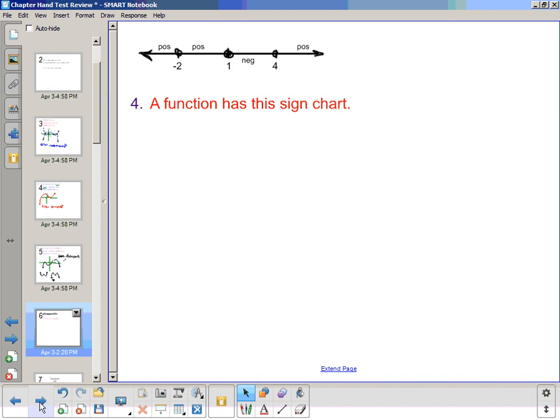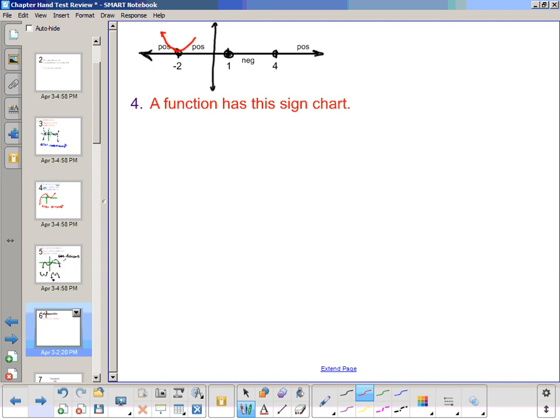Okay, the next one, we're given a sign chart. And a sketch will help us a lot here. So we know that the y-axis would be coming somewhere through here, if you care about that. And since the function is positive on both sides of this -2, that means that we've got a double zero, at least a double zero at -2.